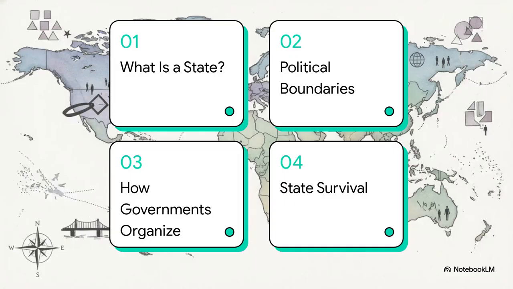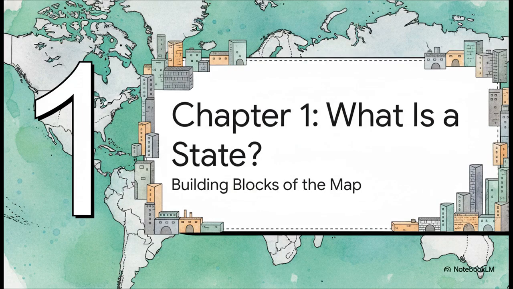Here's our game plan. We're going to start with the most basic question. What even is a state? Then we'll get into the lines that divide them and all the fights that they cause. From there, we'll go inside those borders and see how governments actually organize themselves. And we'll finish up with the constant tug of war between forces that hold countries together and the ones that try to rip them apart. So let's get right to it with Chapter 1, What is a State?